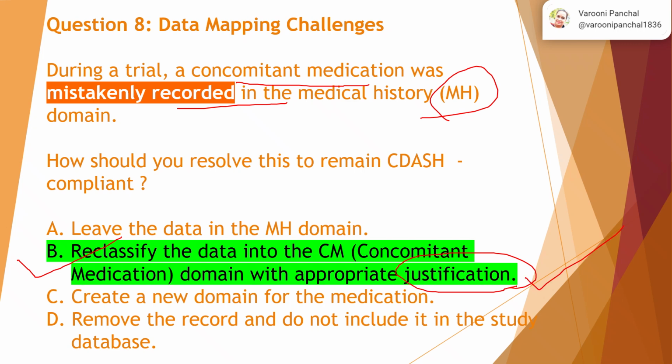Now this justification also has to be very rational, and each and every point should be mentioned in the audit trail and in the records, and it should be documented. Leave the data in the MH? No, you cannot leave such wrong records in the domain. Create a new domain for the medication? No, you cannot create a new domain for that specific medication. You have to reclassify into the CM domain. Option D, remove the record and do not include it in the database. No, you cannot remove any record that has been captured in the CRF as per the clinical trial study whenever you are dealing with the human patient's data.